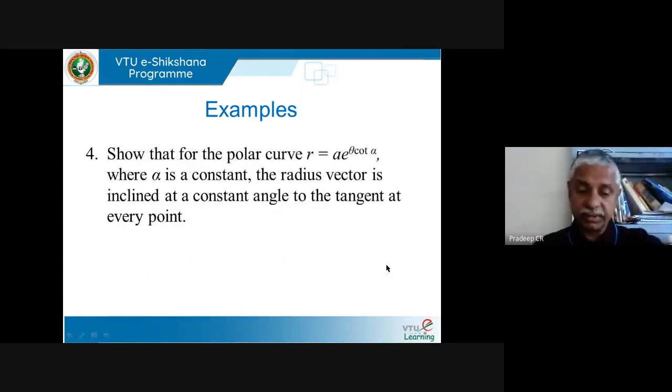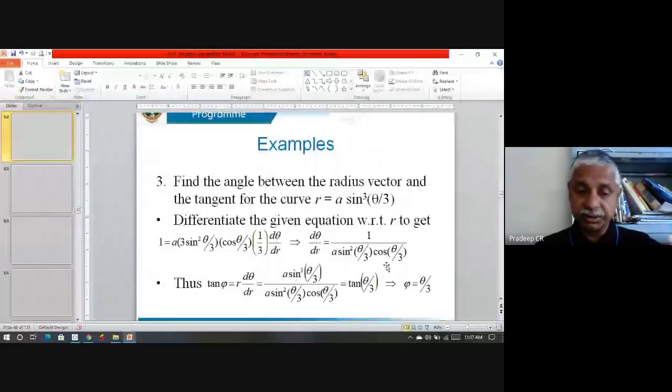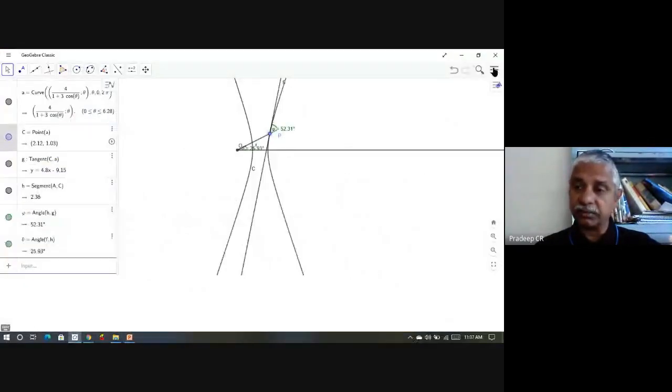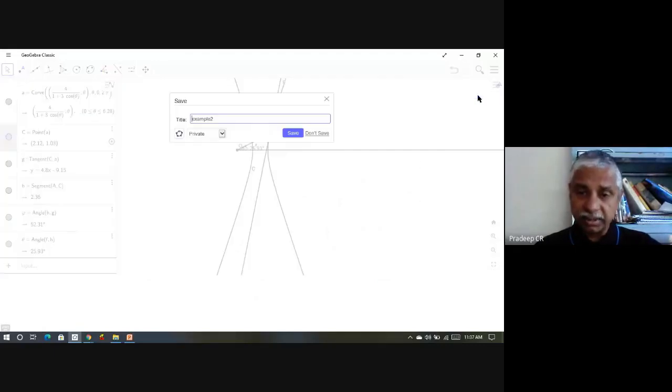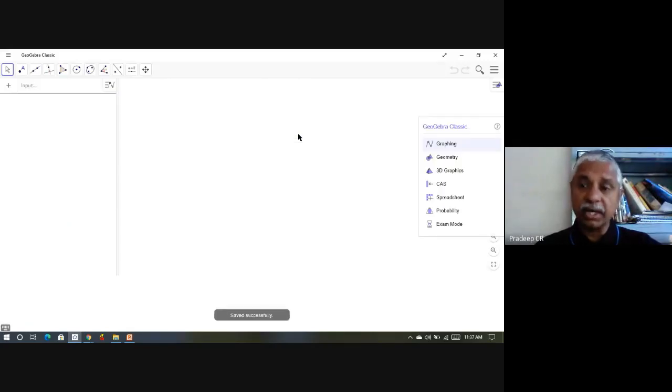Before we go to the next one, let us see the GeoGebra implementation of this. This is not required for you from the examination point of view, but I would like to show you so that you understand actually what it is.